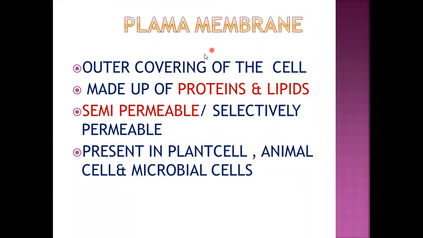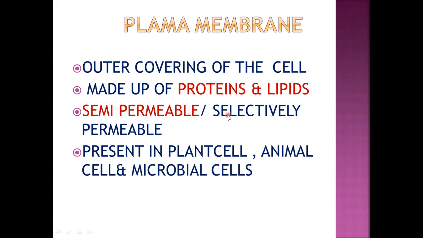So plasma membrane is the outer covering of the cell. The cell is surrounded by plasma membrane, and chemically it is made up of proteins and lipids. Proteins and lipids are chemicals with which cell membrane is made up of. Then, what is the property of the cell membrane? It is selectively permeable, or semi-permeable.